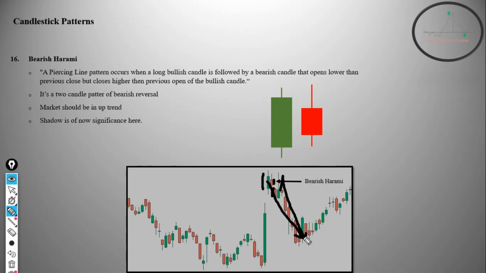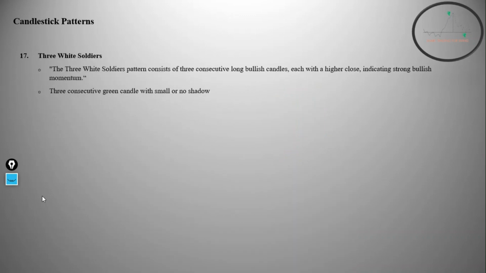I hope after watching all these patterns, you will be able to take more profitable trades. That will make me happy if you are taking more profitable trades. Let's move to the next pattern, which is a combination of three candles, and it is called three white soldiers. Three white soldiers means three consecutive green candles with higher highs and higher lows.